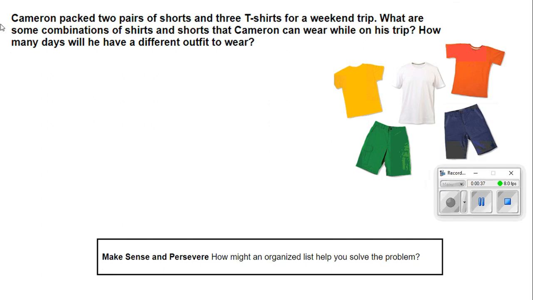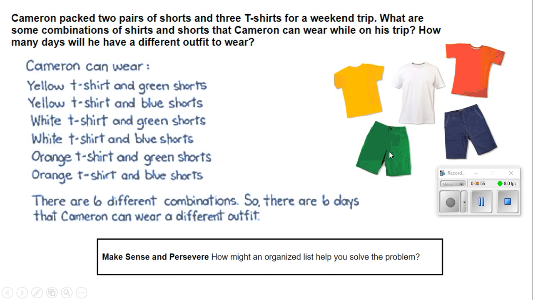On the Explorer, it says Cameron packed 2 pair of shorts and 3 t-shirts for a weekend trip. What are some of the combinations of shirts and shorts that Cameron can wear while on his trip? How many days will he have a different outfit to wear? We can see here that he has a yellow shirt that he could wear with green or blue shorts. He has a white shirt that he can wear with green or blue shorts, and he has a red shirt that he could wear with green or blue shorts. That's going to give us 1, 2, 3, 4, 5, 6 different combinations. Hopefully, Cameron has a washing machine to make sure that all these things are going to be clean.